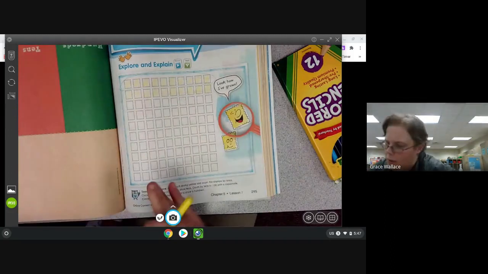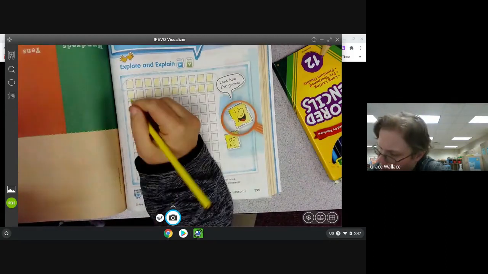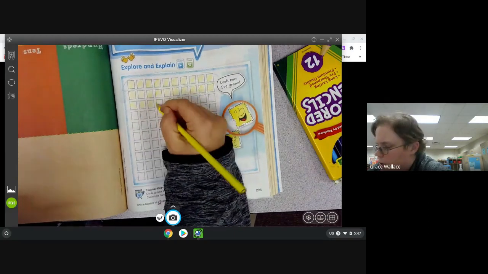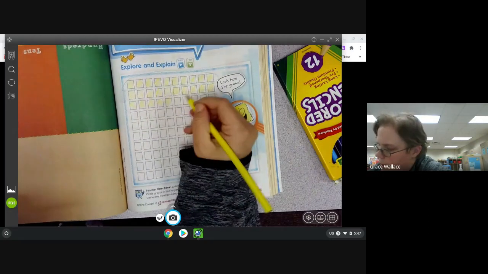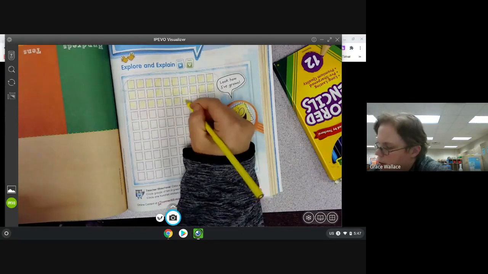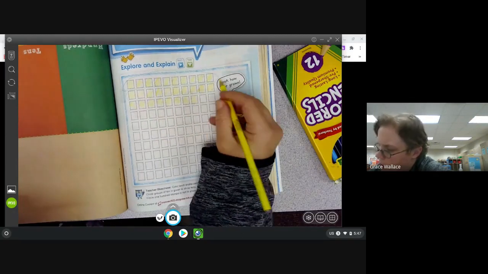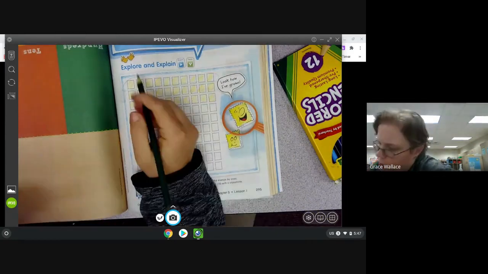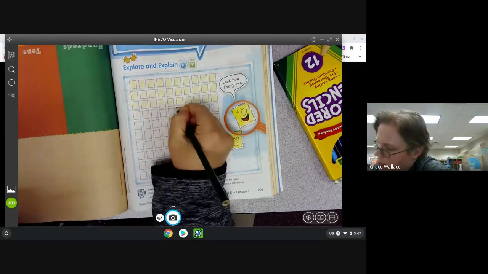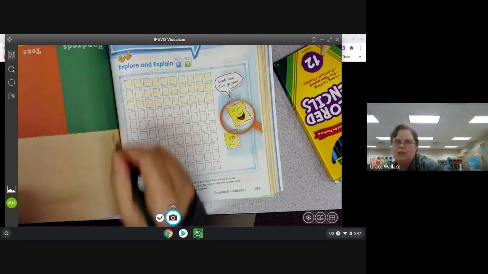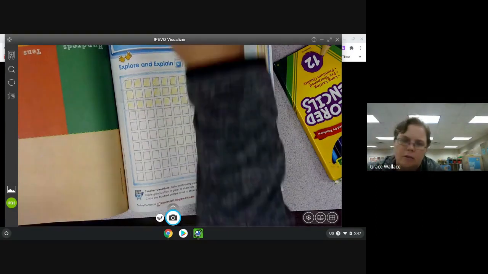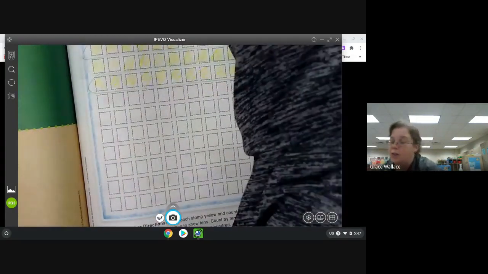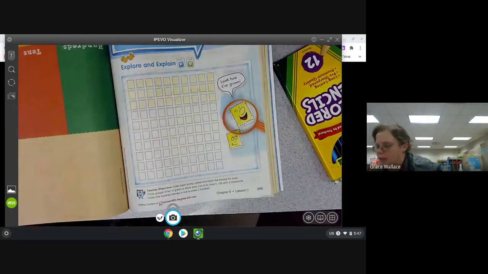21, 22, 23, 24, 25, 26, 27, 28, 29, 30. There's another one. Another 10. I got 3 10s so far. I have 3 10s. See, I'm circling that in green. I have 30 ones and 3 10s.